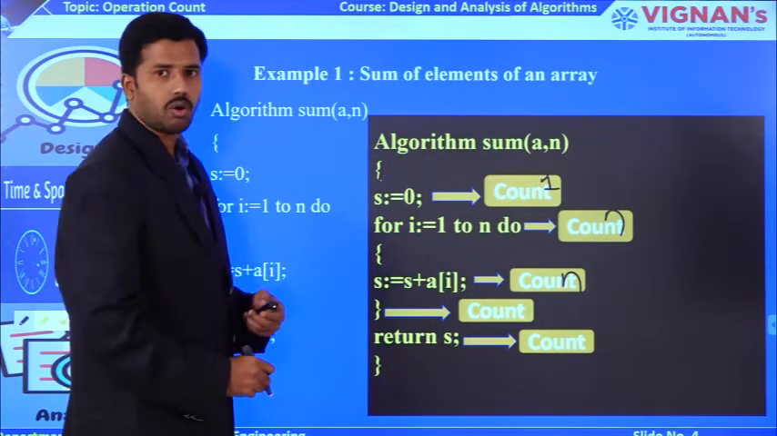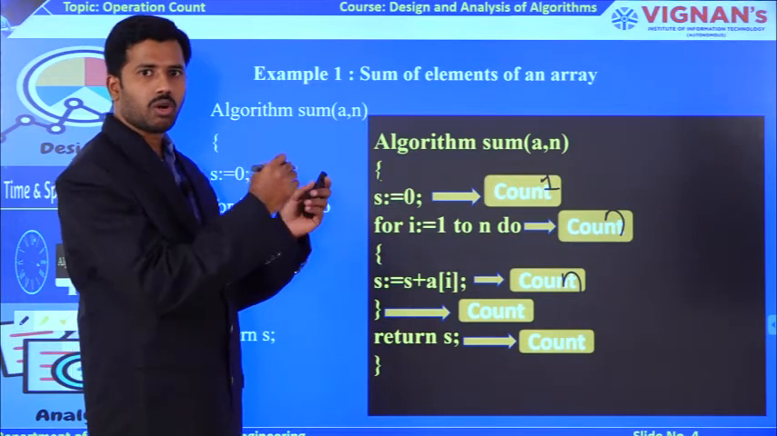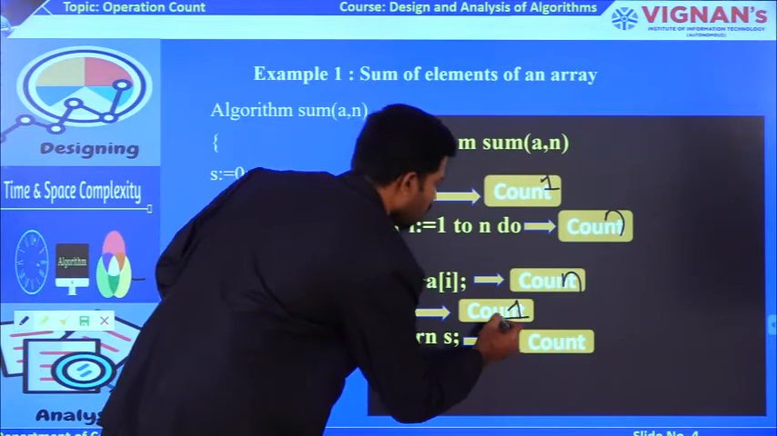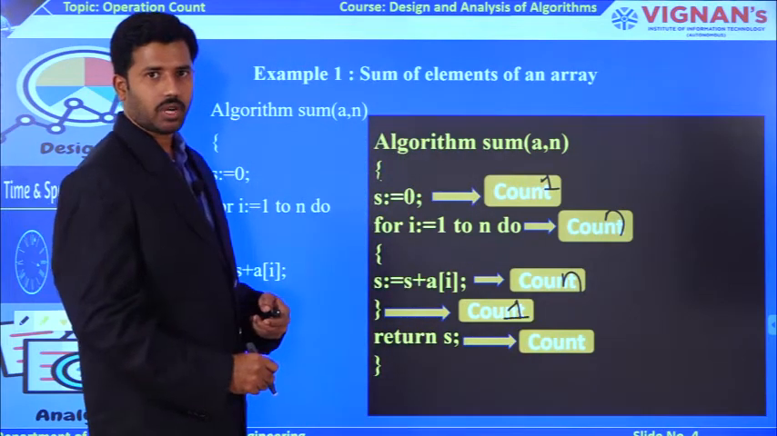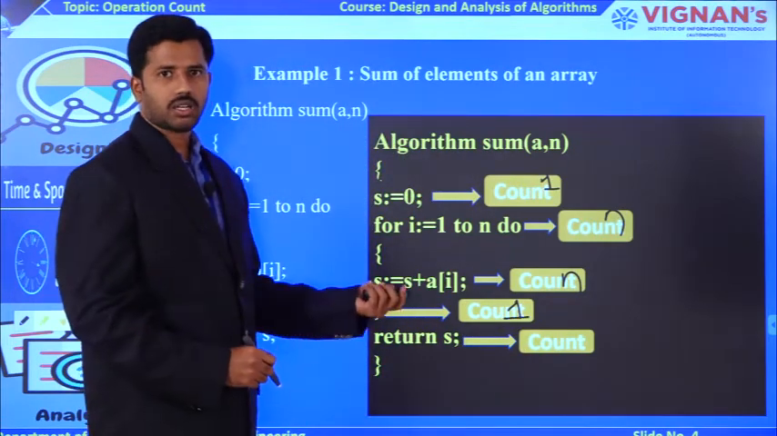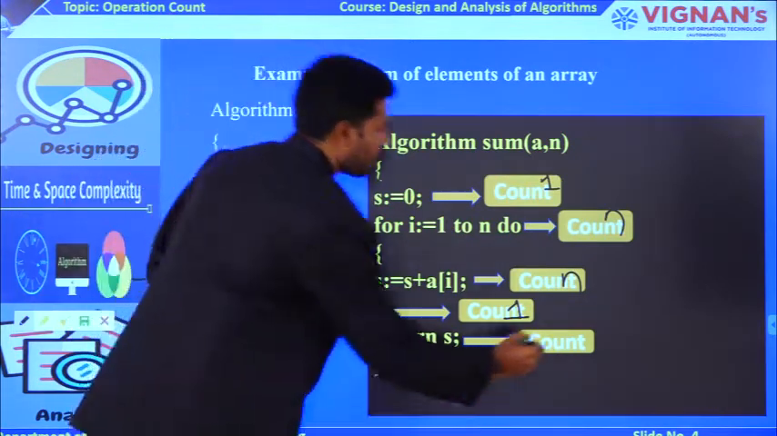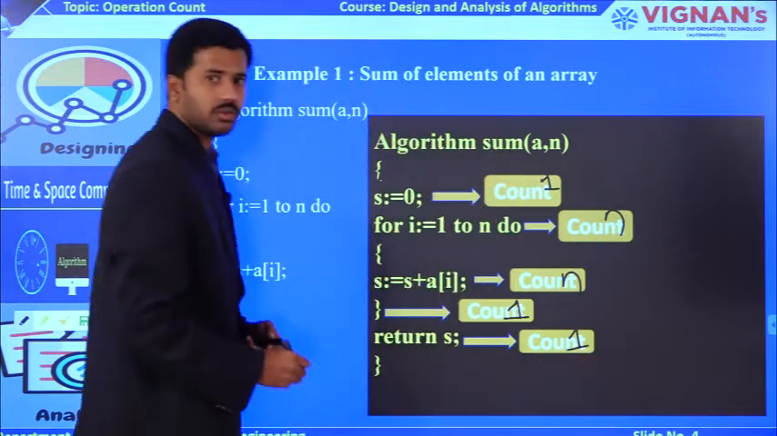Now coming to the fourth count variable, how many times does the control come out from the for loop? Only one time, right? So for the fourth count variable, the value is 1. Now coming to the last, the fifth count variable, how many times are you returning the result? Only one time, and the count value for the fifth count variable is only 1.